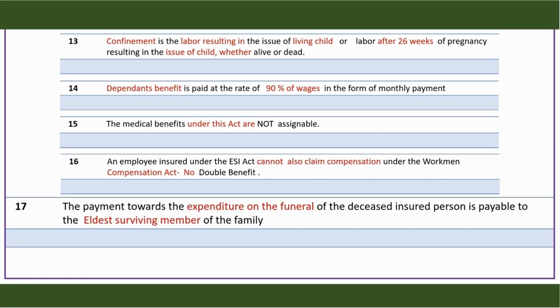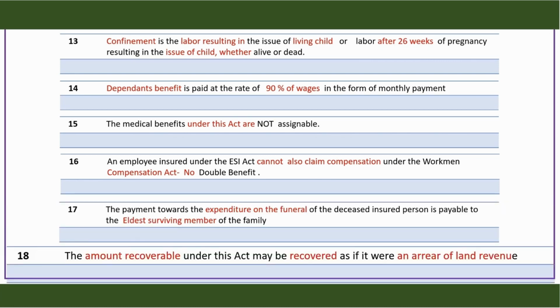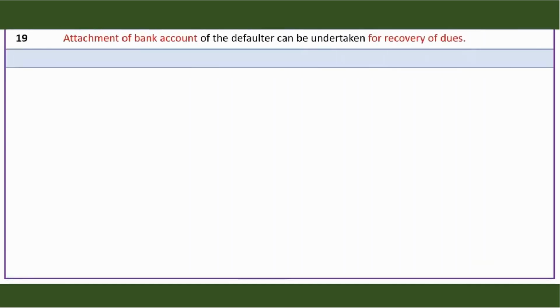There is an allowance called funeral expense allowance which will be paid to the eldest surviving member of the family of the deceased. And if an employer fails to make payment of ESI contribution, the amount can be recovered under the Act as if it were an arrear of land revenue. Wherever there is a default, although it can be recovered as a land revenue, it can also involve attachment of bank account of the defaulter for recovery of dues.